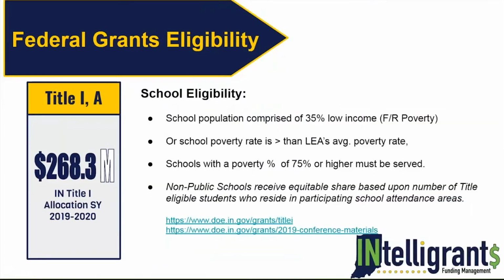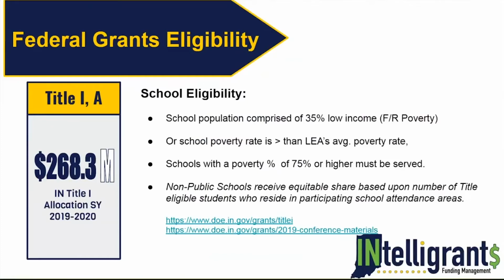Once Title I allocations are distributed to LEAs by the SEA, or State Education Agency, in this case IDOE, it is left to each LEA to identify which schools within their district will be served with Title I Part A dollars. LEAs must observe the following eligibility requirements when identifying schools to be served. Schools must be composed of a 35% low-income population as measured by free or reduced lunch rate.